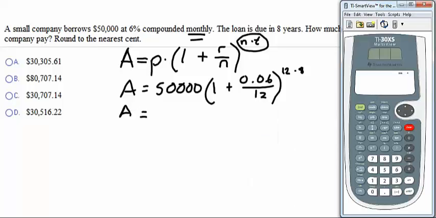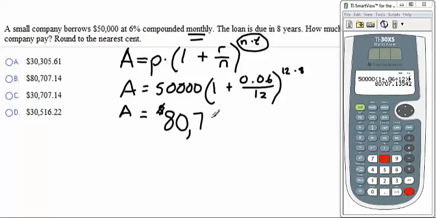So on our calculator, we're going to have to type in $50,000, which was the original amount of the loan, parentheses, times 1 plus 0.06 divided by 12. All of that quantity is raised to, parentheses, 12 times 8, which is 96. And then press enter. That tells us that at the end of those 8 years, that small company will owe $80,707.14.